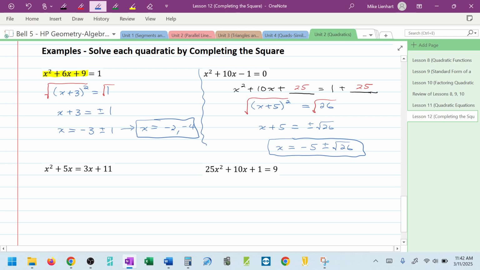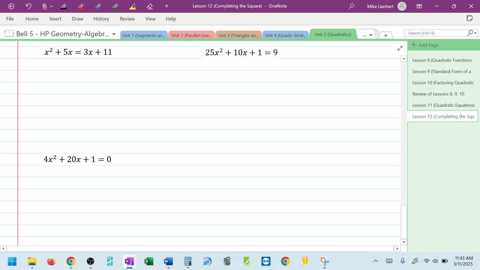That is the exact locations. Remember, negative 5 plus the square root of 26, negative 5 minus the square root of 26. Those are the exact locations where this quadratic would go through the x-axis. Okay? All right, let's try a couple more of these. I'm going to move this bottom one down a little bit just so I've got more room.